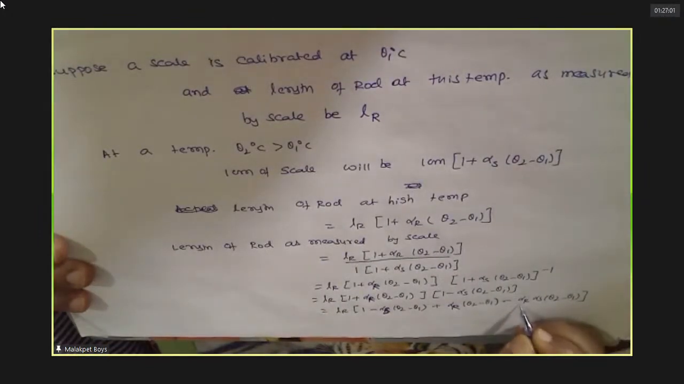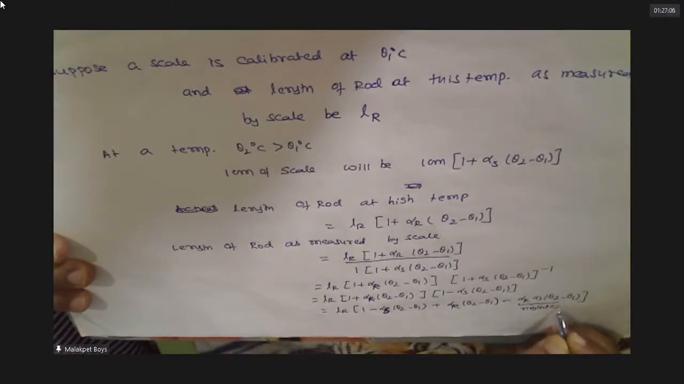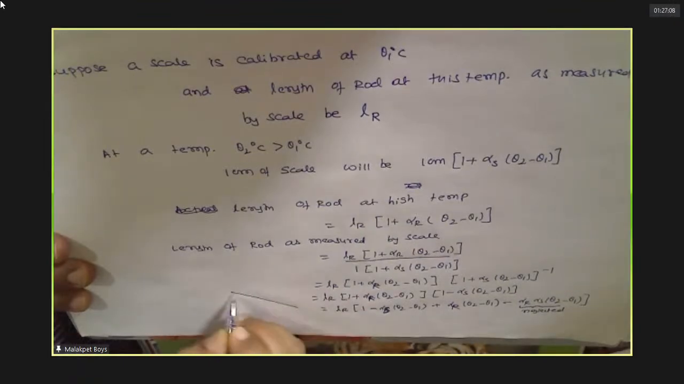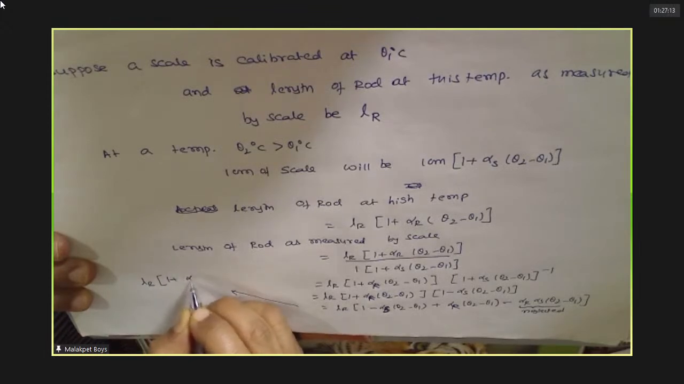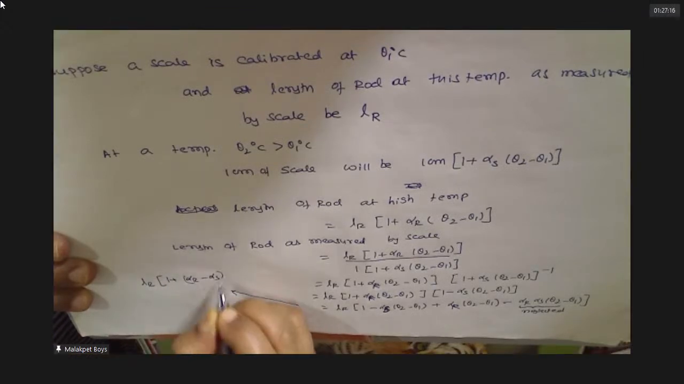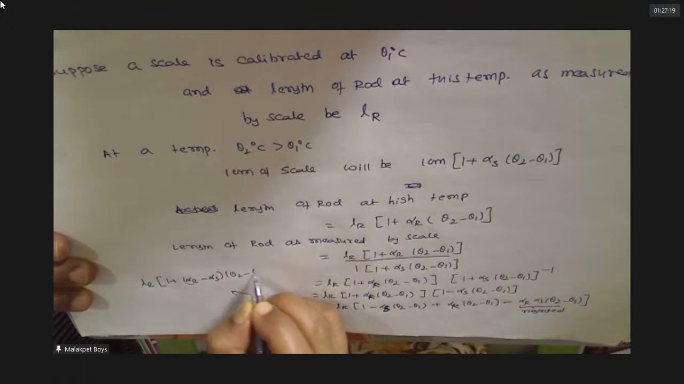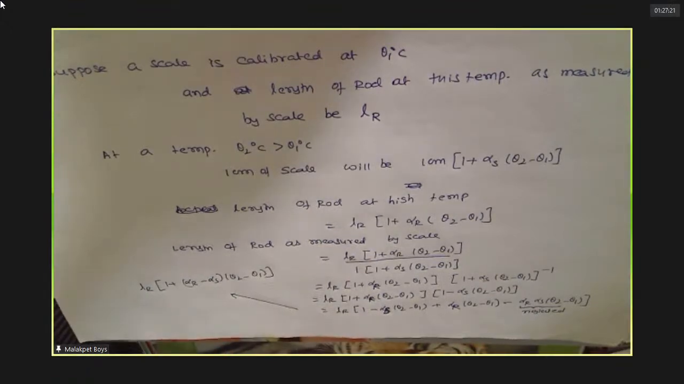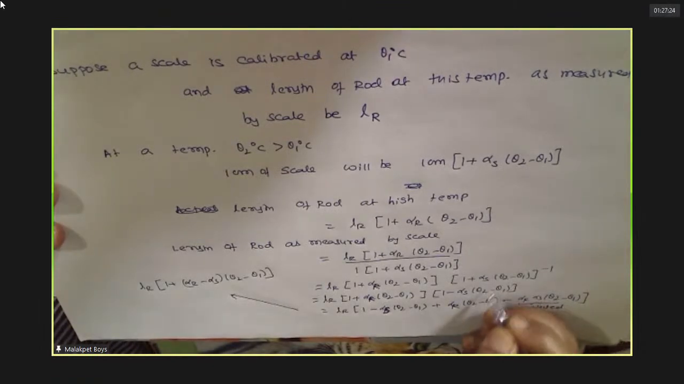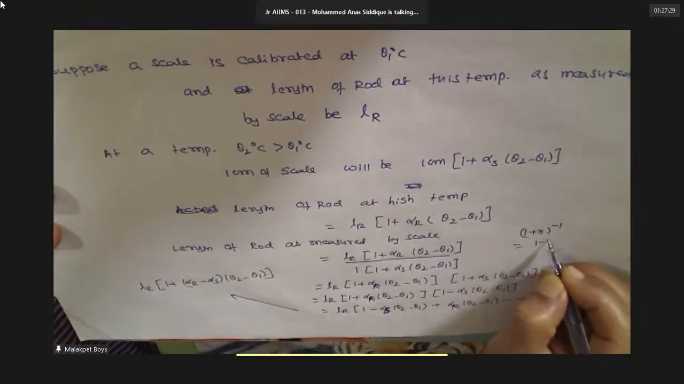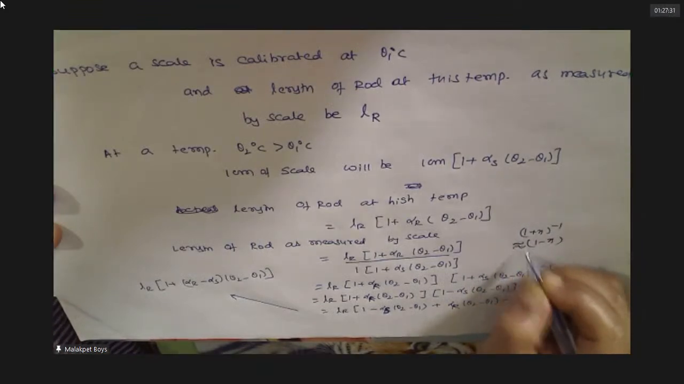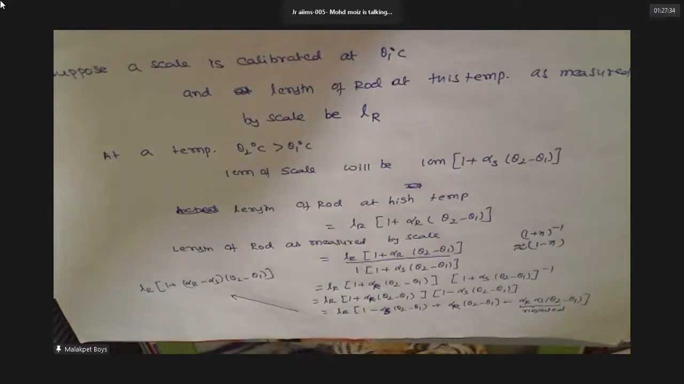Now this is very small, no? Yes, sir. Compared to this it is very small, no? Yes, sir. This is the length of the rod as measured by the scale. You understood this binomial theorem? 1 plus x whole power minus 1 is. Understood this? Yes, sir. X is very small.